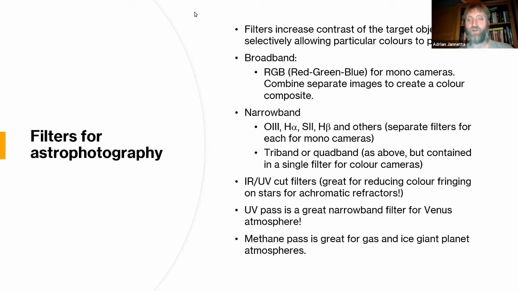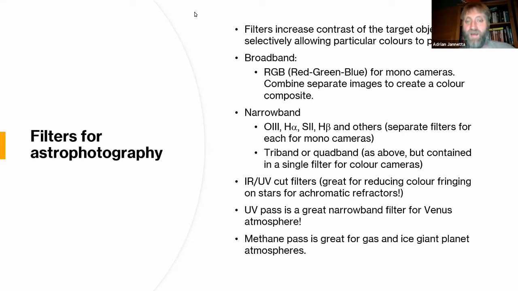I've mentioned I've got a tri-band filter, and a tri-band filter is basically a filter for a color camera that has all of these in the same filter. It allows these different wavelengths through in the same filter. There are other filters as well. For example, if you've got a refractor and it's an achromatic, they suffer a little bit from color fringing around bright stars. An infrared ultraviolet cut filter will reduce that to some extent.